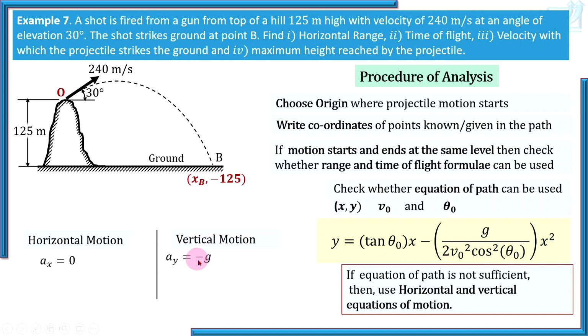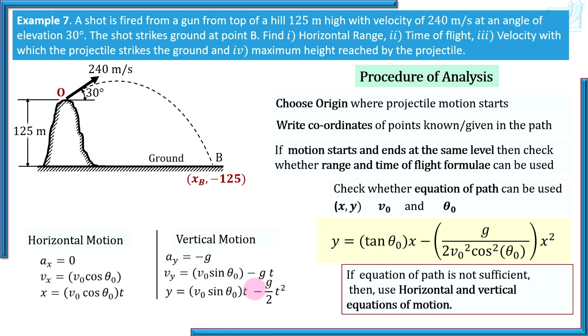Horizontal acceleration 0, vertical acceleration is minus g. In free motion under gravity, acceleration is minus g and there is no horizontal acceleration. Vx is v0 cos theta 0 and x is v0 cos theta 0 into t. Vy is v0 sin theta 0 minus gt and y is equal to v0 sin theta 0 t minus g by 2 t squared. So these are standard equations of motion.